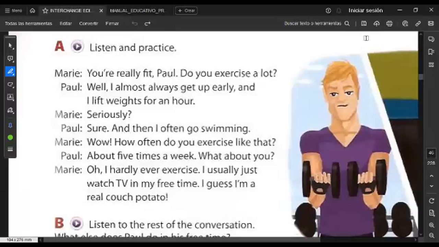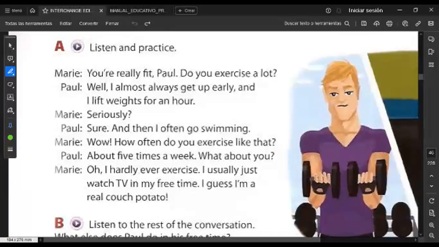You're really fit, Paul. Do you exercise a lot? Well, I almost always get up early and I lift weights for an hour. Seriously? Sure. And then I often go swimming. Wow. How often do you exercise like that? About 5 times a week. What about you? Oh, I hardly ever exercise. I usually just watch TV in my free time. I guess I am a real couch potato.